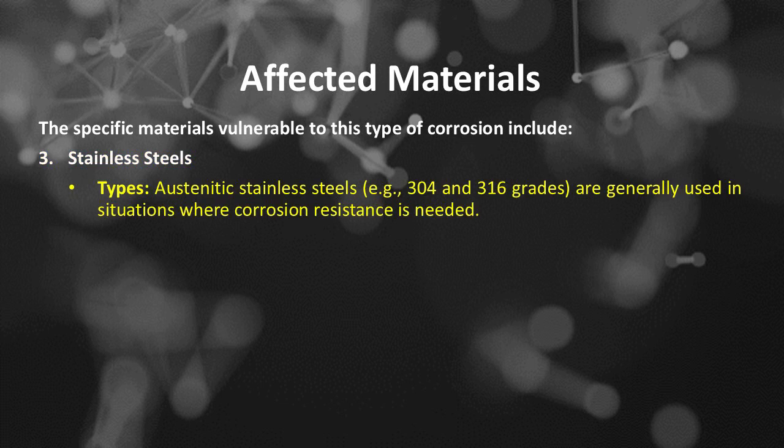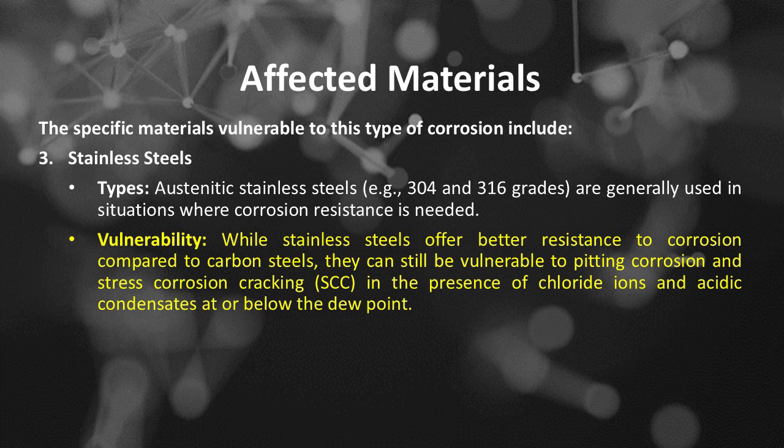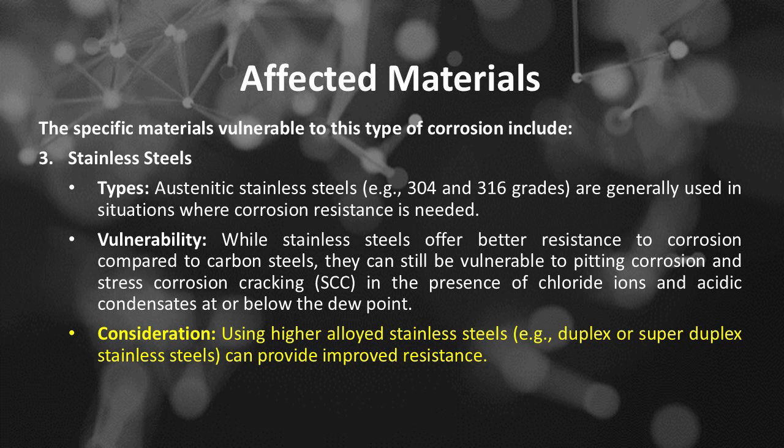Stainless steels types. Austenitic stainless steels, such as 304 and 316 grades, are generally used in situations where corrosion resistance is needed. Stainless steels vulnerability. While stainless steels offer better resistance to corrosion compared to carbon steels, they can still be vulnerable to pitting corrosion and stress corrosion cracking, SCC, in the presence of chloride ions and acidic condensates at or below the dew point. Stainless steels consideration. Using higher alloyed stainless steels, such as duplex or super duplex stainless steels, can provide improved resistance.